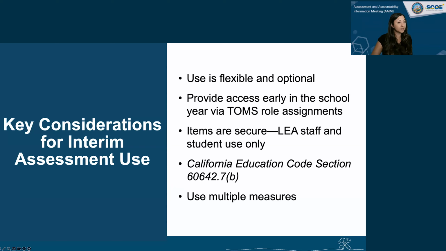Another key consideration is that California law prohibits the use of interim assessments for any high-stakes decisions, such as teacher evaluation, grade promotion or retention, or reclassification of English learners. California Education Code Section 60642.7b provides additional examples of prohibited use. And now the final point I'd like to make on this slide is that multiple measures should be used in determining where students are at in their learning. So performance on the interim assessment should not be the sole measure of students' proficiency.